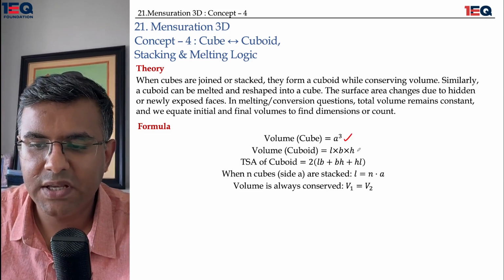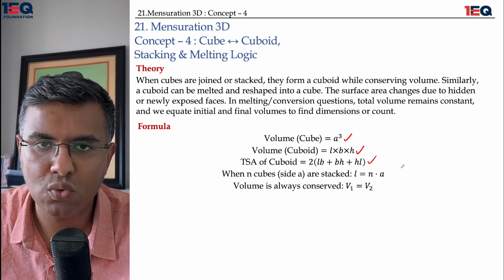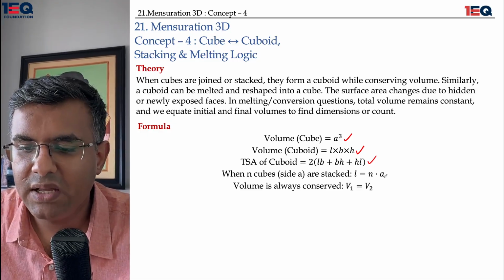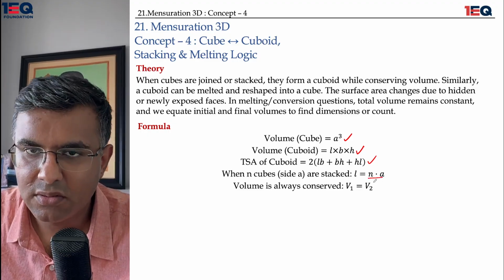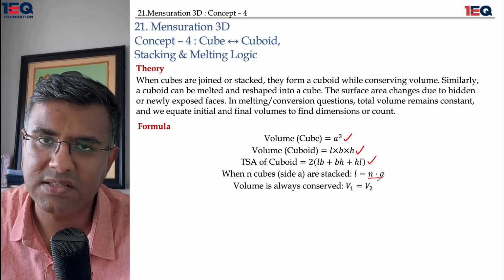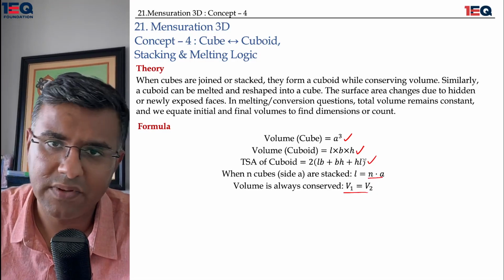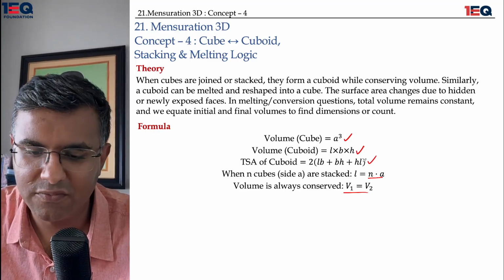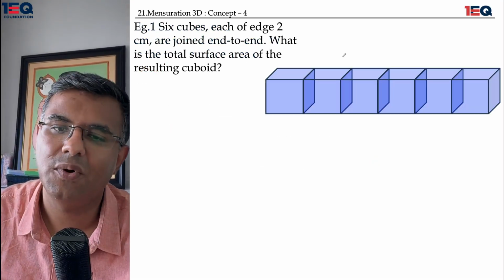Volume of a cube is a cube, volume of a cuboid is lbh, TSA of a cuboid is 2 into (lb plus bh plus hl), and whenever n cubes are stacked, the length changes by n times. Also, volume 1 is always equal to volume 2. That means the law of conservation of volume. We've just derived this new term, the law of conservation of volume.